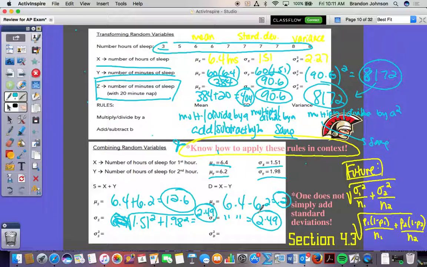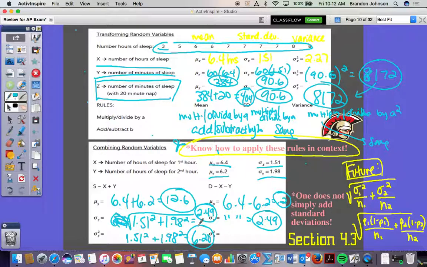So you could literally do 1.51 squared plus 1.98 squared. When I do that there, that's where I get 6.20. You have to square first and then add, order of operations. Yes.